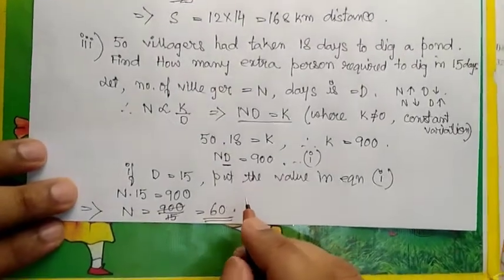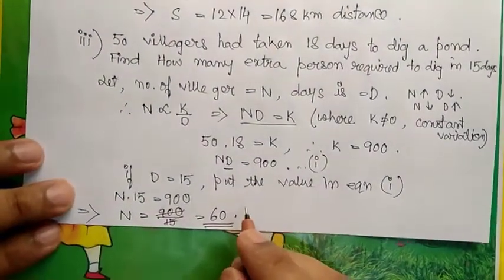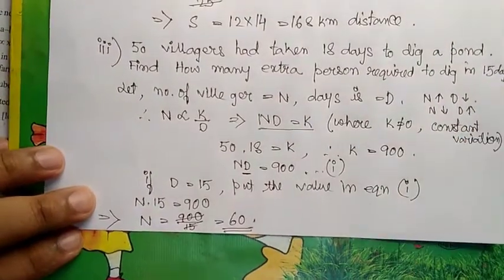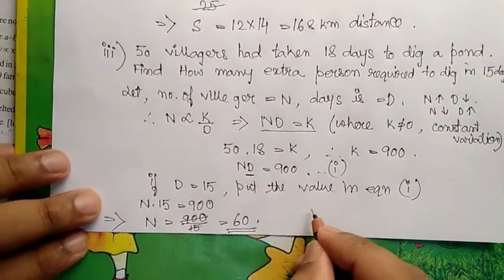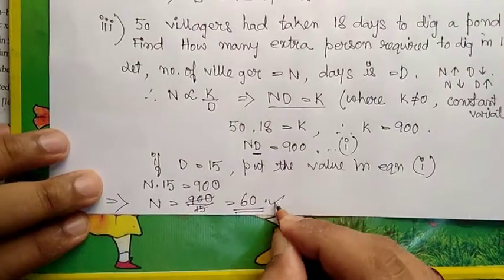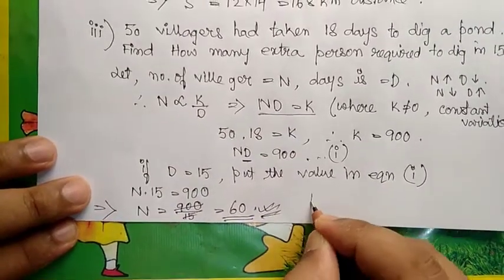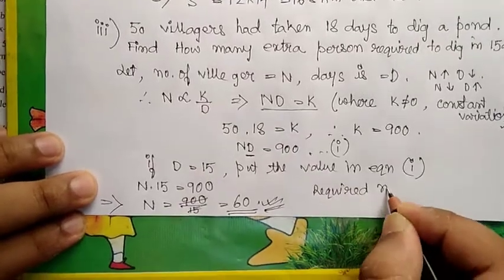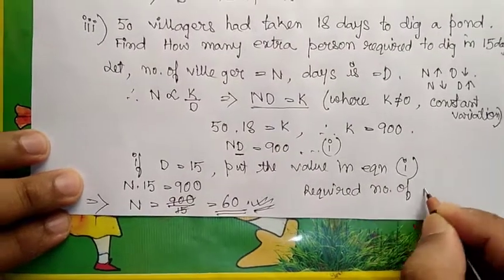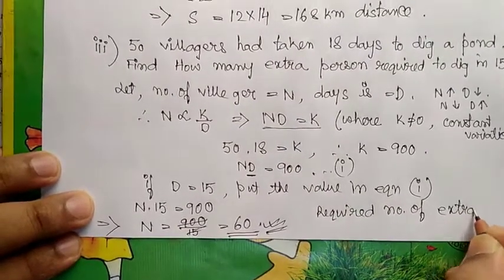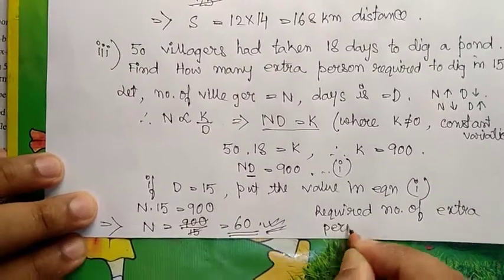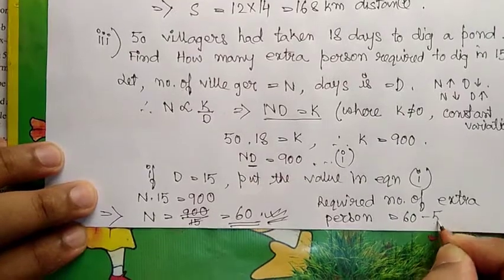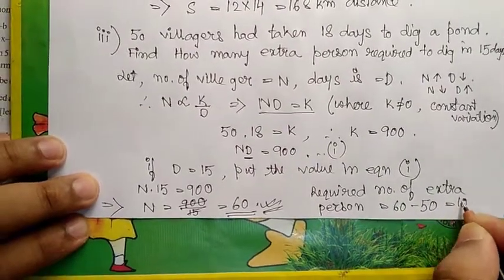First of all, in this question, the sum is given as 50 villagers, and the answer is, in 15 days, the same pond requires 60 villagers. So therefore, the required number of extra persons is 60 minus 50 equal to 10.